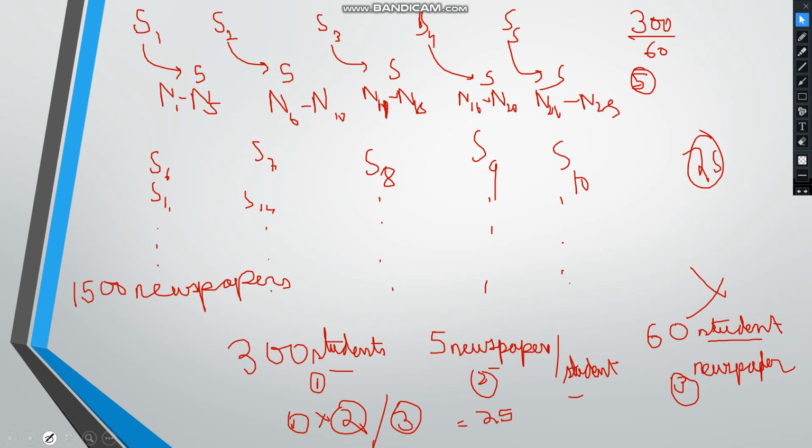Now we are taking into account the third condition, which says that there are 60 students for the same newspapers. Among these 150 newspapers, 60 are identical. We can think in this way. This is something to be visualized. There are 30 students with 5 newspapers each. I am just assuming that all newspapers are distinct. We will get 150 newspapers.